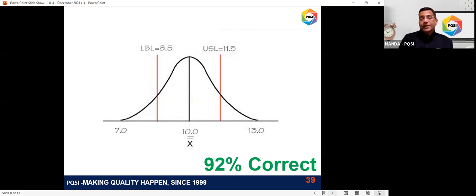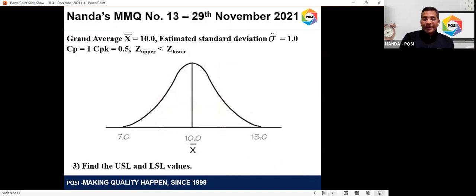So moving on to the third question, which was a little tricky. Some of you couldn't get that question correctly. So same situation, the grand average is 10 and the estimated standard deviation sigma hat is equal to 1. CP is 1, but CPK is 0.5. And you're given a clue here that the Z upper is smaller than Z lower. Okay, so I'm not sure how many of you were familiar with these terms, Z upper and Z lower. So probably that could be the reason why some of you could not get this question correctly.